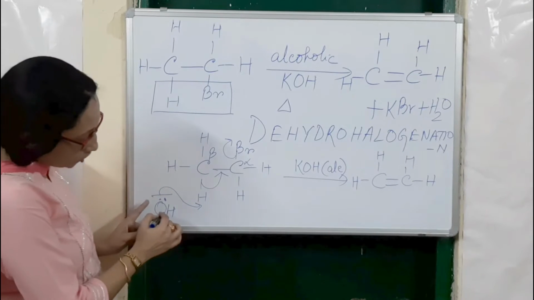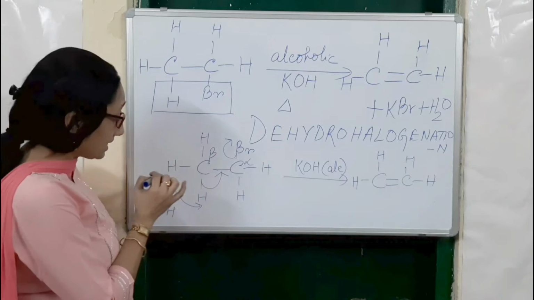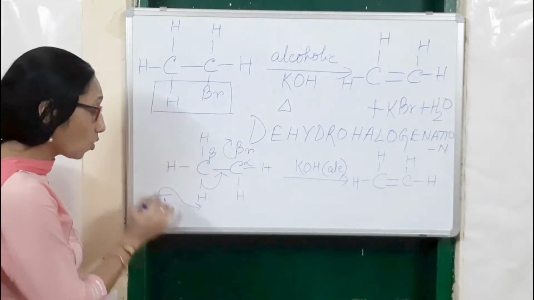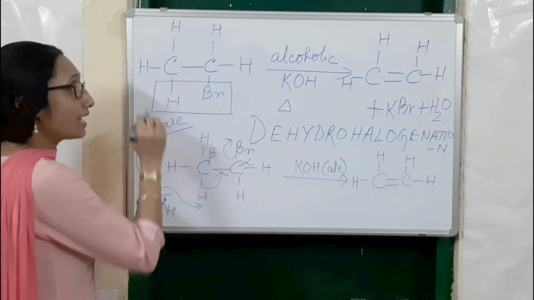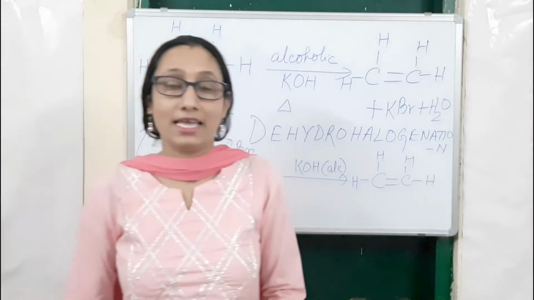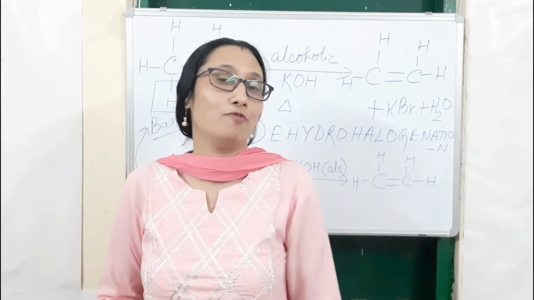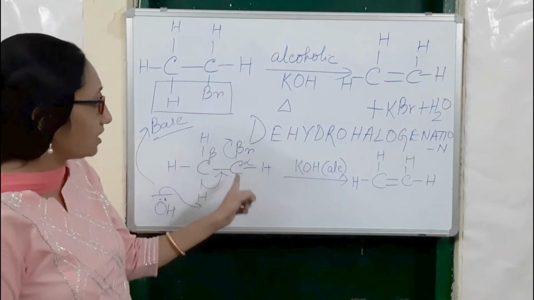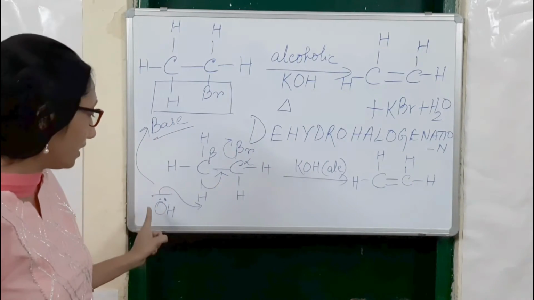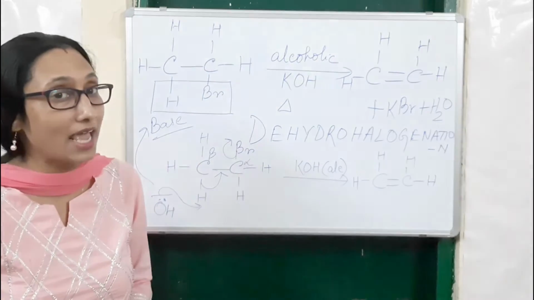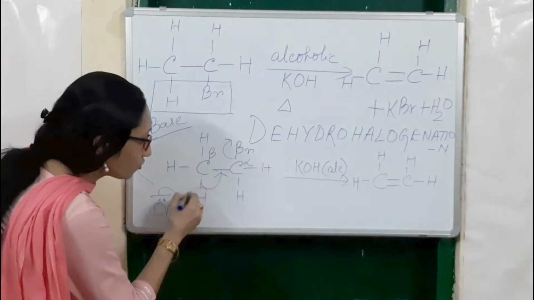Now, since OH minus is abstracting this beta hydrogen, that means in elimination reaction, this OH minus is acting as a base and not as a nucleophile. In SN2 reaction, OH minus will act as a nucleophile. But in elimination, here since I have shown you E2, OH minus is acting as a base and it is abstracting the beta hydrogen.